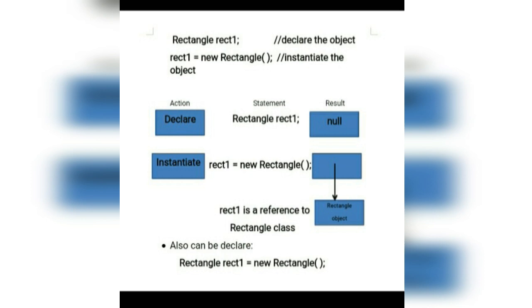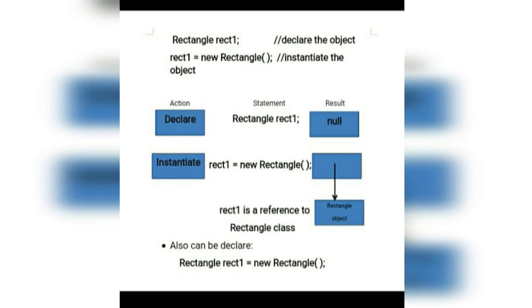Here I have made 3 columns: action, statement, result. When the action is declare, when the object is declared, it is null. Okay, now instantiated. When I have instantiated using the new operator, that is rect1 is equal to new Rectangle, here rect1 is a reference to a Rectangle class. Just understand it, my dear friends.